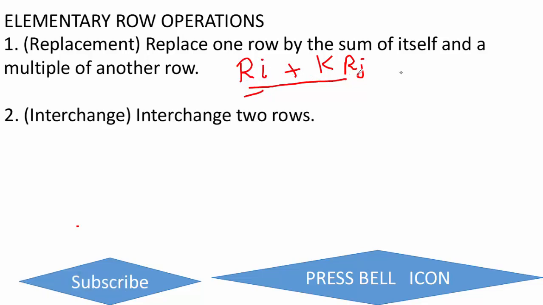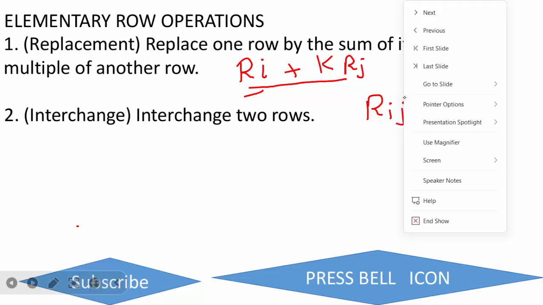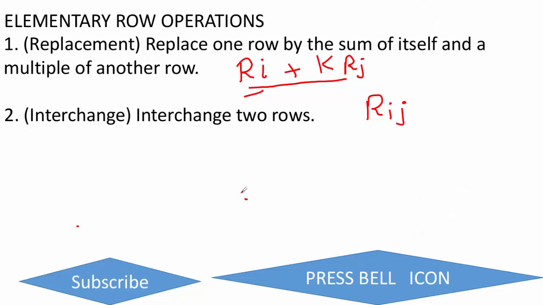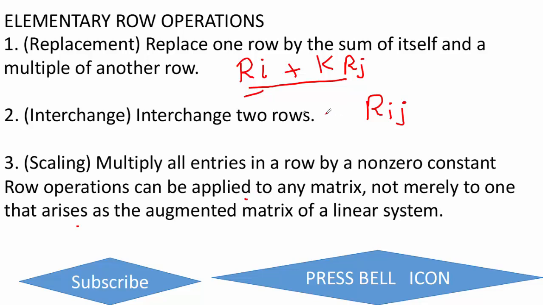Second, interchange. Interchange any two rows. That means interchange the ith row with the jth row. Change the places of the ith and jth rows. The ith row shall be placed at the jth row's place and the jth row can be placed at the ith row's place. Third, scaling. Scaling means multiply all the entries in a row by a non-zero constant. This is the third operation, denoted by k times Ri.